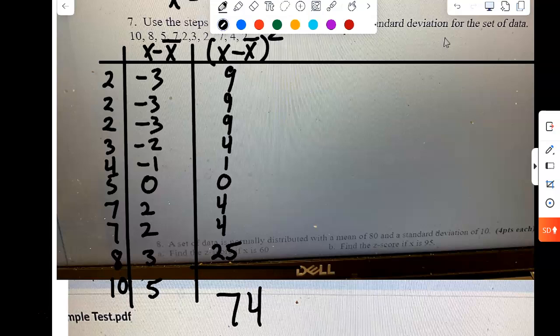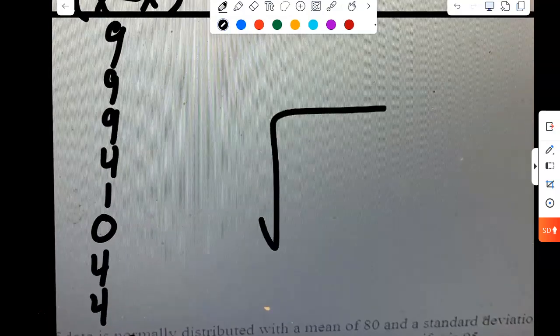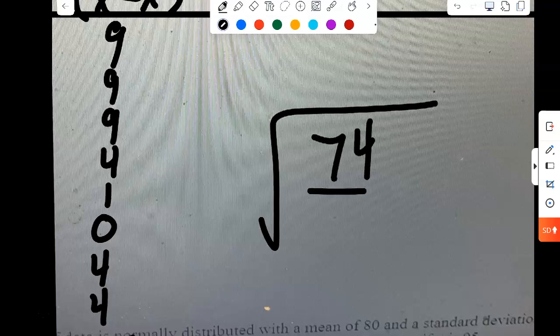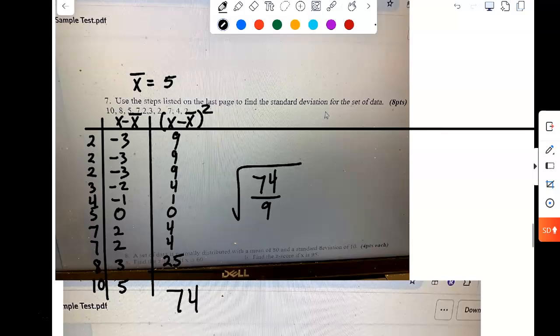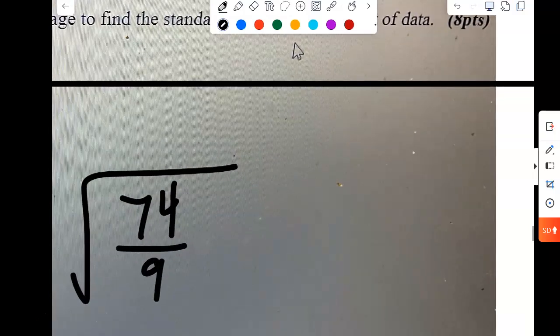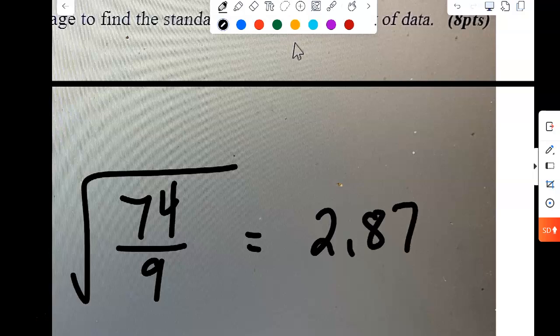We're going to then finish it off by taking 74, dividing it by 1 less than the number of things I have, and taking the square root of that answer. And so when you do that, you're going to get, on this example, that your standard deviation is 2.87, roughly.